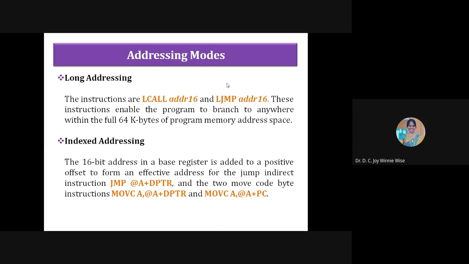In index addressing, the 16-bit address in a base register is added to the accumulator. Here we are jumping to this memory location. We find the memory location as A plus DPTR. A is 8-bit data and DPTR is 16-bit. We have to add these and then jump to that memory location. Here again we have the MOVC instruction. The content of A plus DPTR, we find the memory location by adding both, and the data in that memory location is transferred to the accumulator.